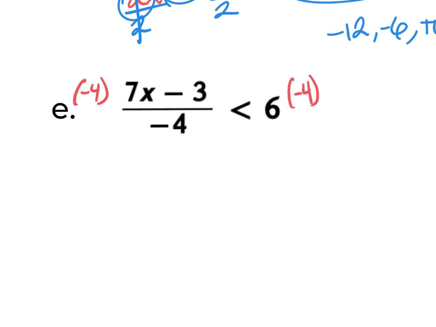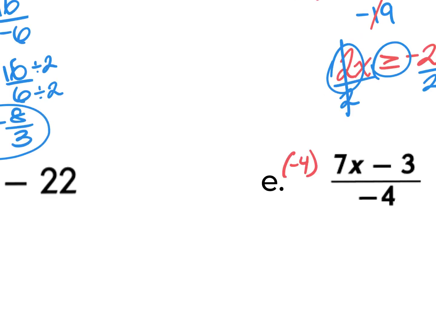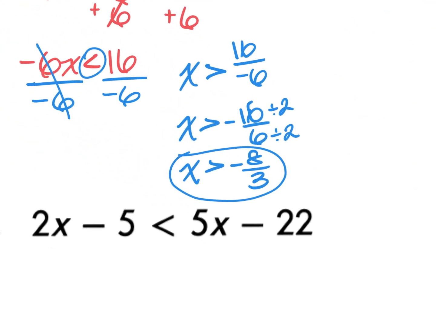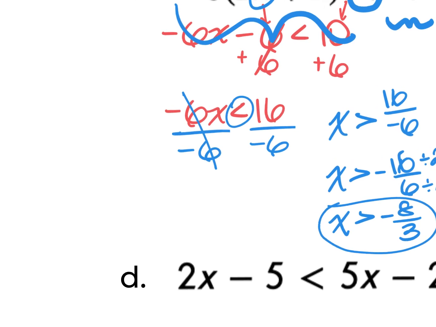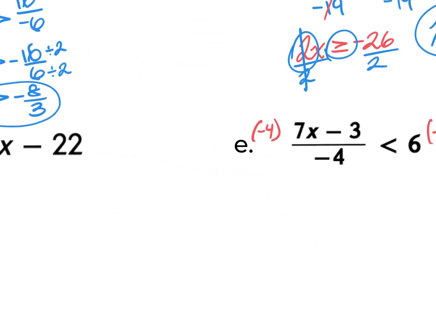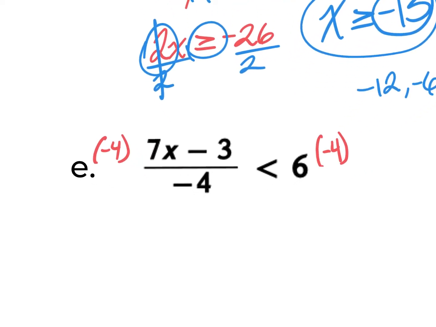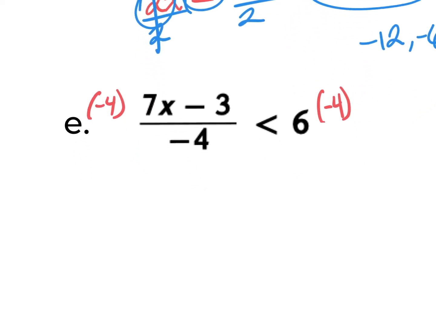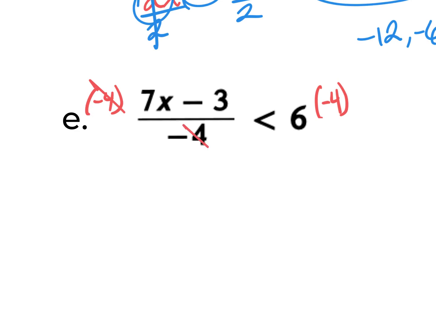And now here's the thing. Just like when we divide over here, like when we divide by a negative coefficient, where was it at? It was right here. When you divide by a negative coefficient, you flip your sign. Okay, same deal happens when you multiply the whole fraction by a negative number. So I'm multiplying by -4 so that I can get rid of my fraction and just get 7x minus 3 on my left side.